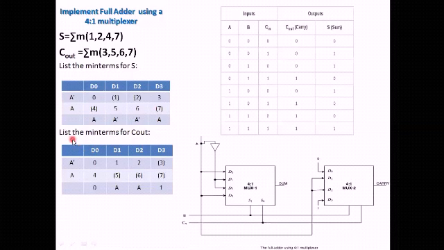Next, we will list the min terms for C out. Similarly, in the case of C out also, there will be 4 inputs D0, D1, D2 and D3. Here we are writing A and A bar, and there are 8 min terms in the 8 boxes. We look for the min terms that are present in the C out expression, that is 3, 5, 6 and 7. So we are encircling 3, 5, 6 and 7.